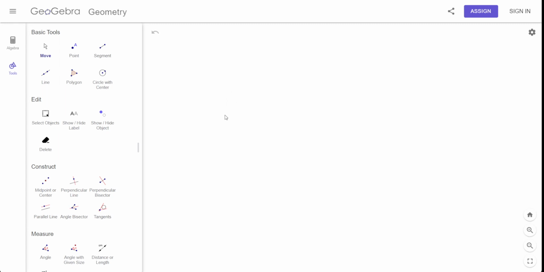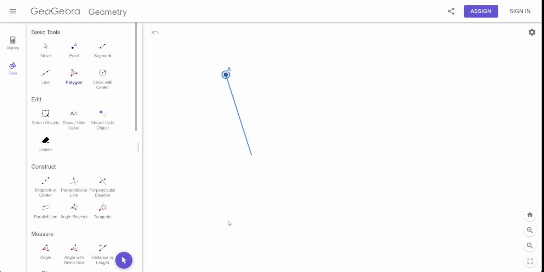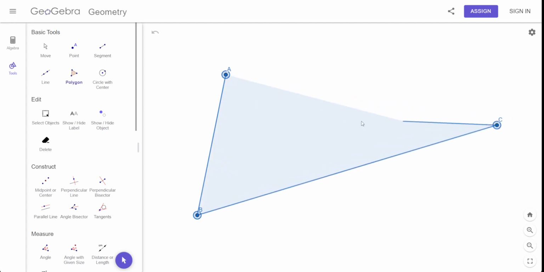So if I was to draw a triangle, boom. Oh no, I can't use this. See, every time I use that pen, it just draws a line. No, we're good.